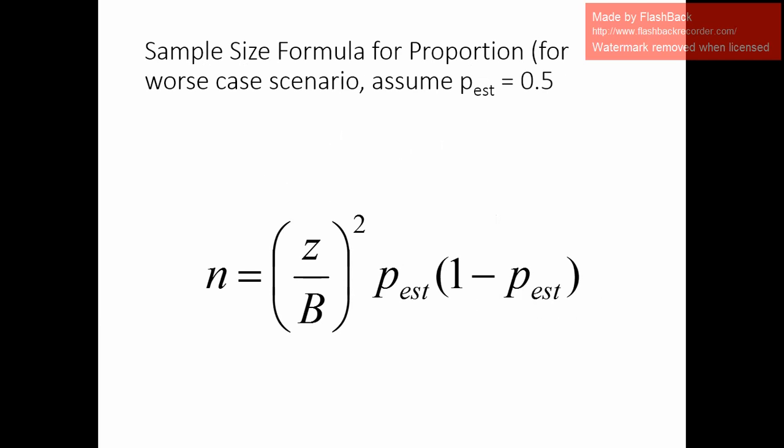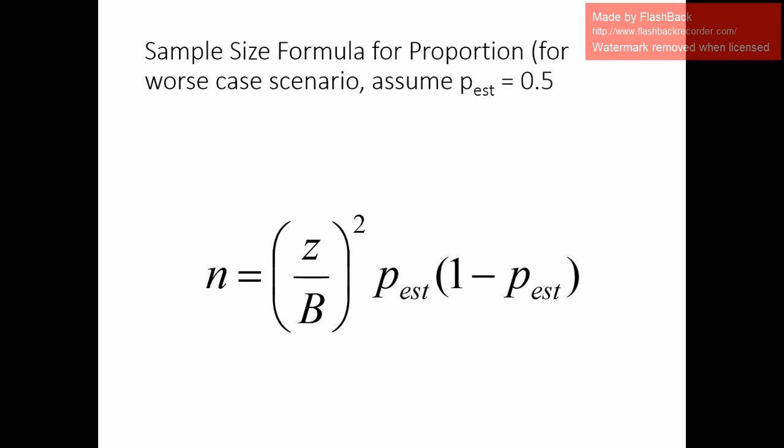What about proportions? We got the estimated precision, and remember, a proportion, think of it as a percentage. The percentage of people who are going to vote Republican for the president, for example. We got 3 things we have to estimate: our z-score, which is a function of our confidence, our precision, which is based on B, and our proportion.